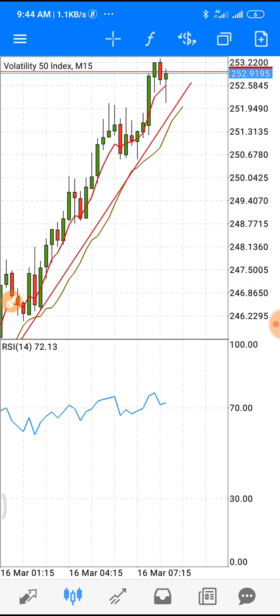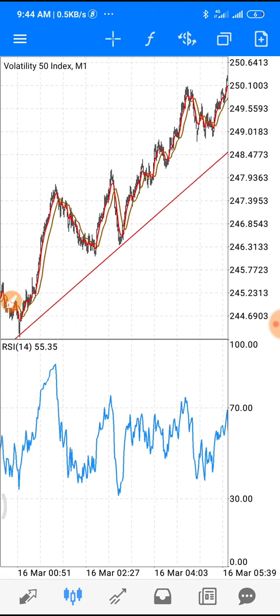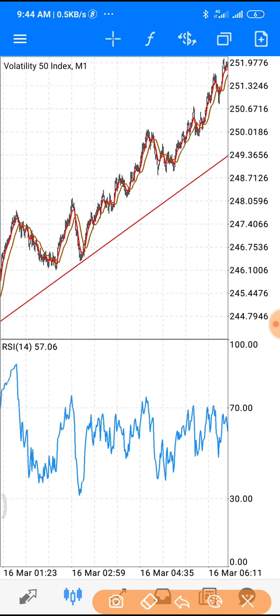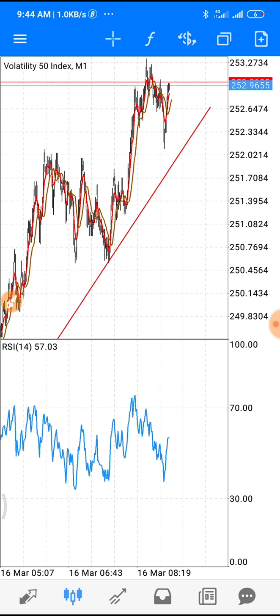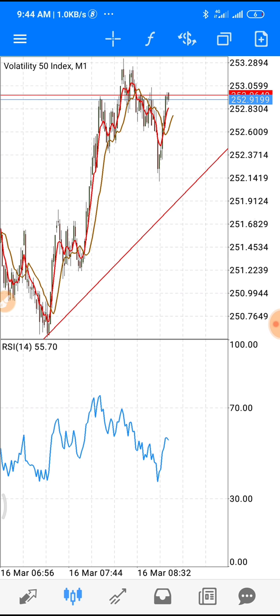So if it is doing this kind of thing on 15 minutes, or a big movement on 1 minute like this, and you can't really draw the trend line on 1 minute, go back to your 15 minutes time frame and use it the way we use it on 1 minute time frame.